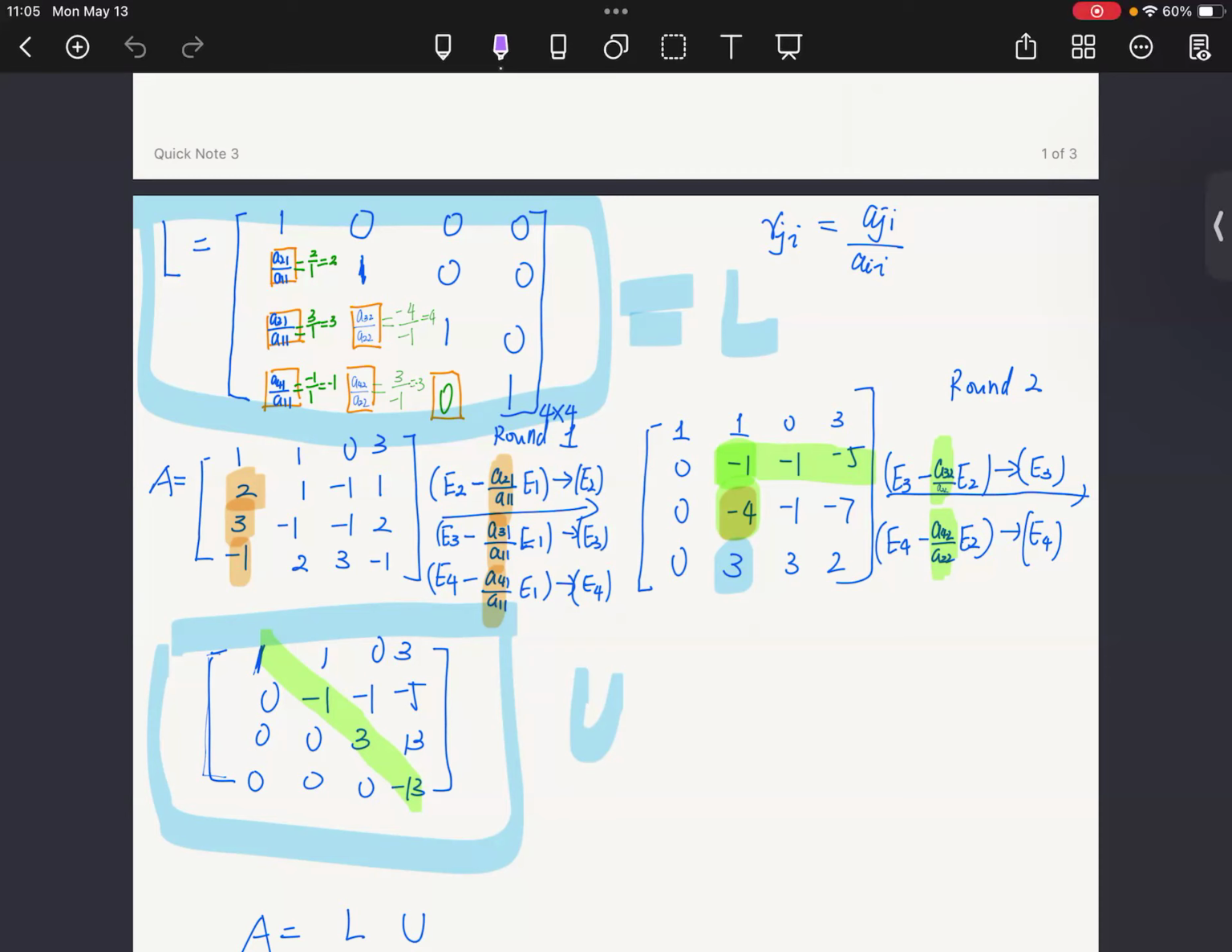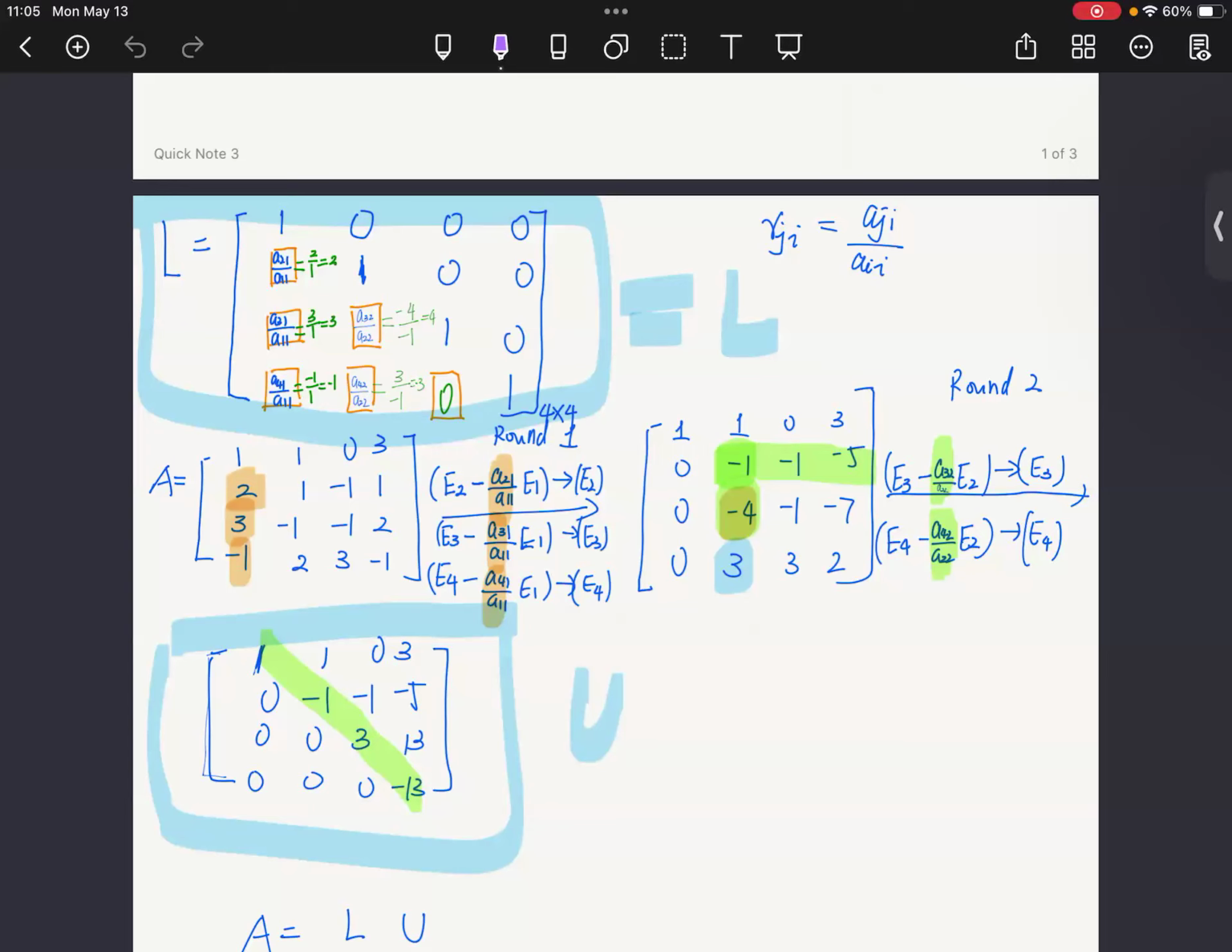So the first column just records the ratios for the first round, and the second column has the second round ratios. You will see this is A32 divided by A22, and these are the positions in the L matrix for the ratios. Let me write down the formula for the ratios here, and then you just need to fill out the ratios in the matrix.